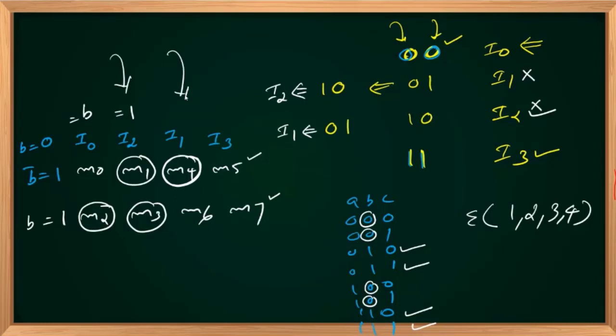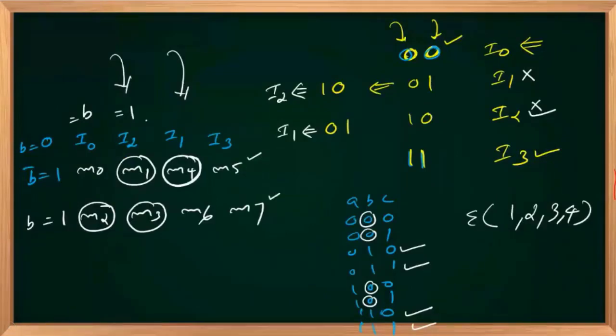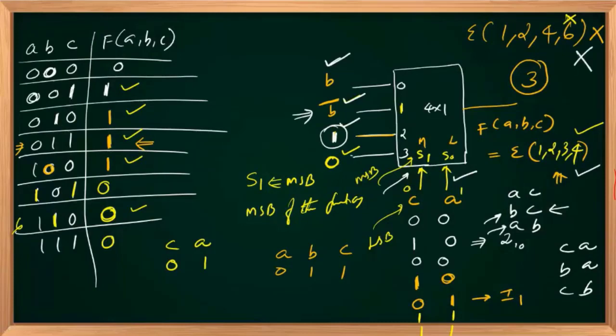So sir has mentioned the shortcut. The shortcut is valid in all cases, that is all correct. But if you are reversing the MSBs and LSBs, you should take care of the positions of I1 and I2. So the right option is 1, 2, 3, 4, not 1, 2, 4, 6.